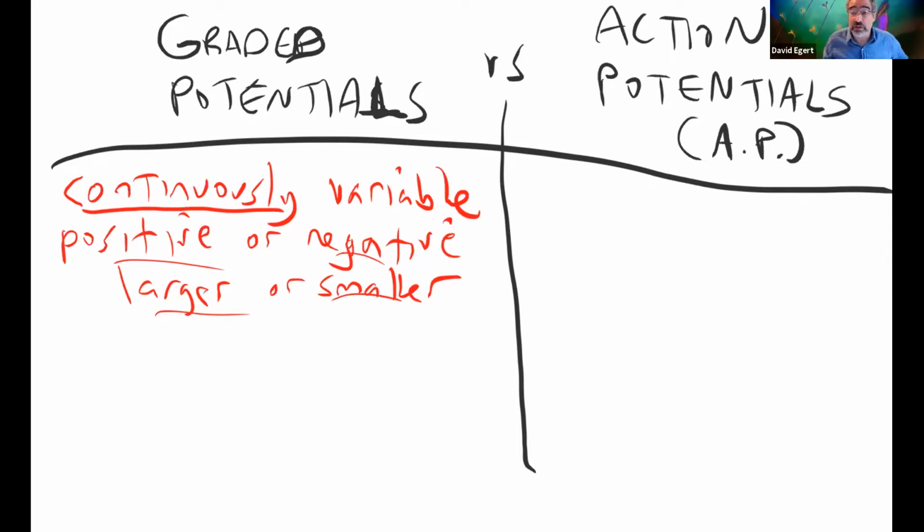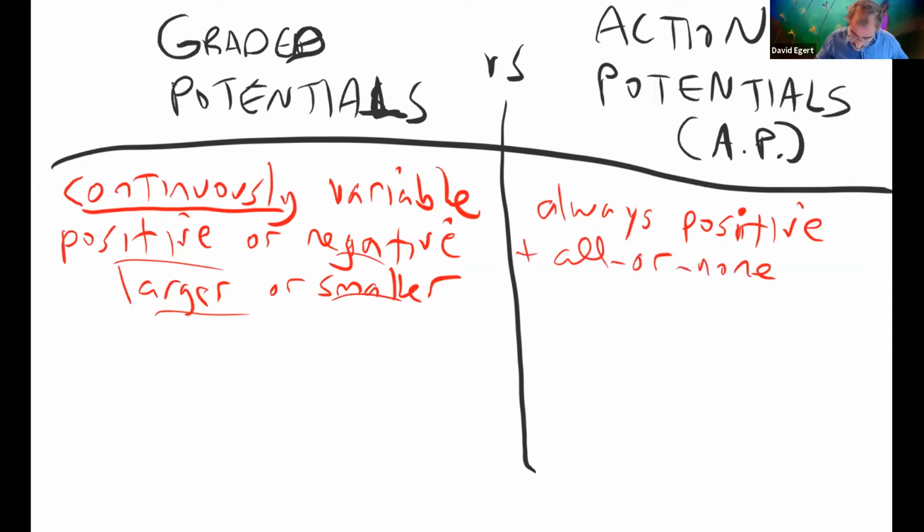Action potentials are going to be a totally different thing. It's going to be this big chain reaction thing. These are always positive, and all or none. By all or none, we mean it's either running or it's not running.